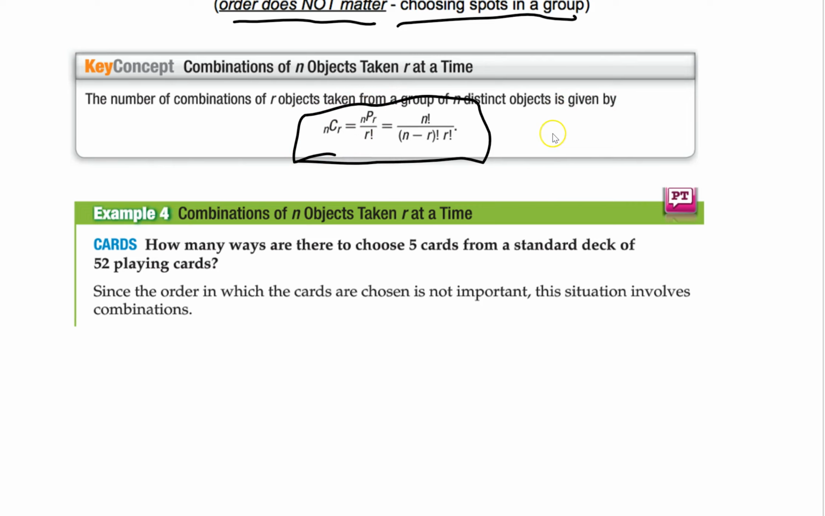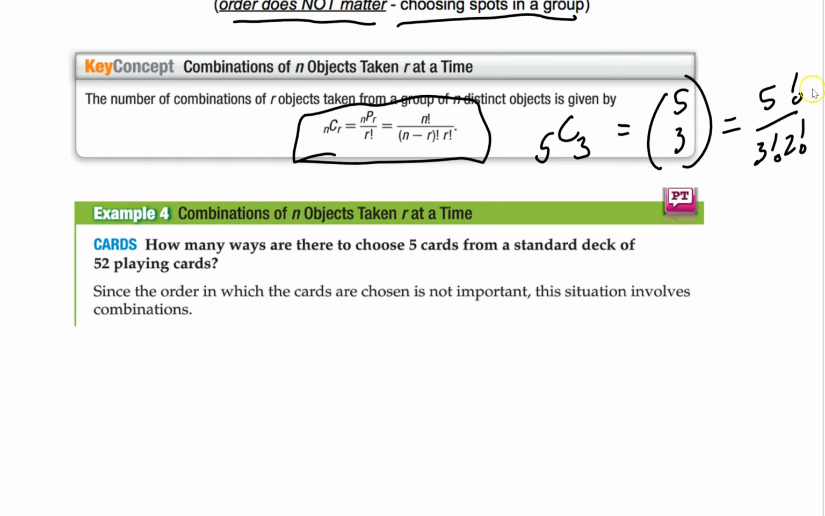So if I give you 5C3, it's the same thing as me saying this, right? Remember that notation, which is the same thing as saying 5 factorial over 3 factorial times (5 minus 3), 2 factorial. As you can tell by the fact that the fraction is a lot bigger on the bottom there, it's going to be a smaller number.